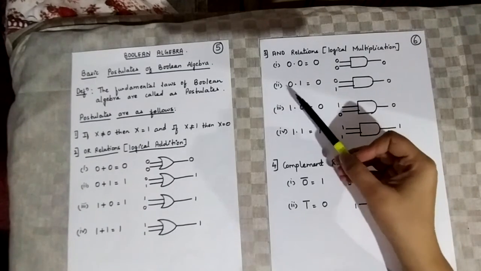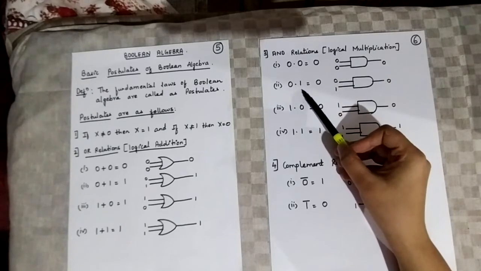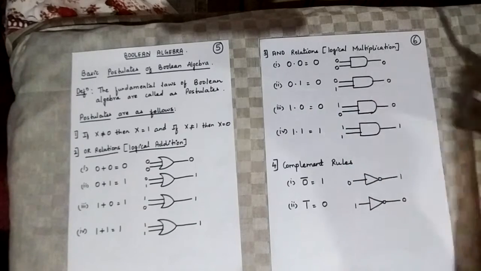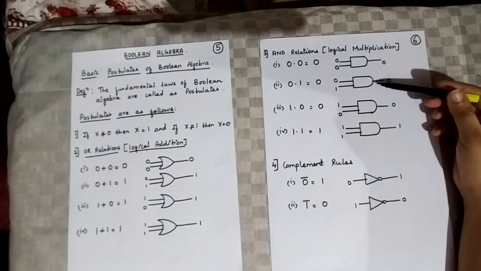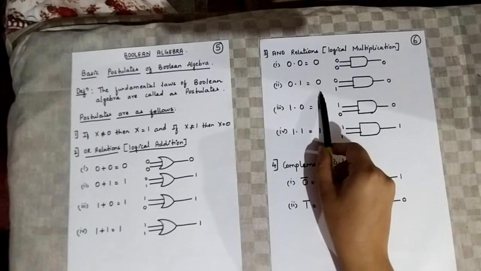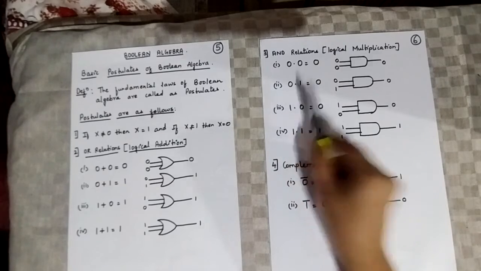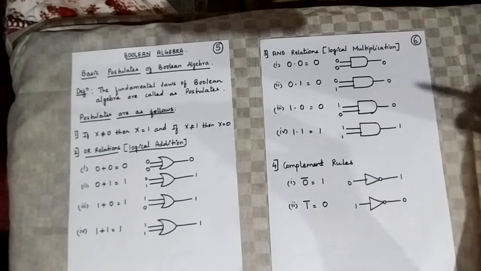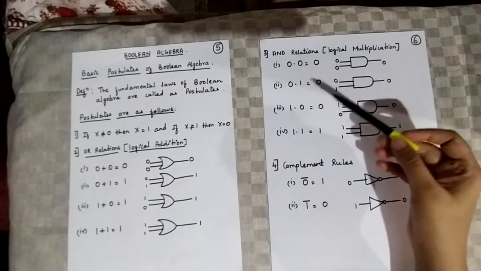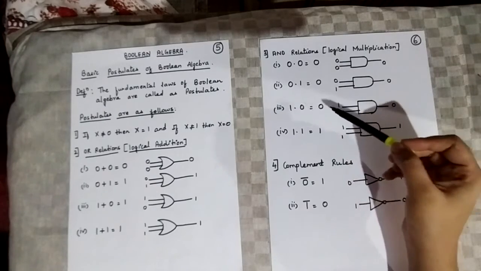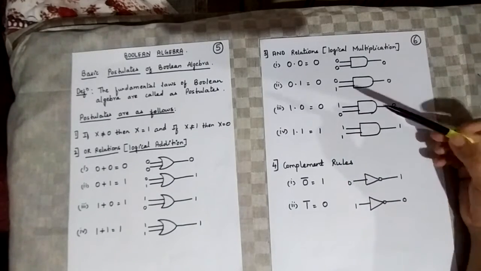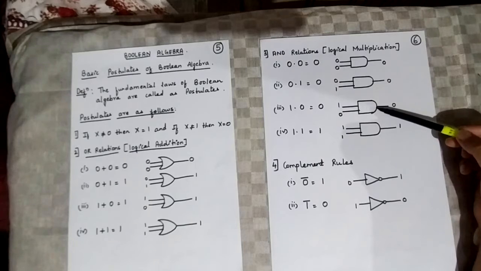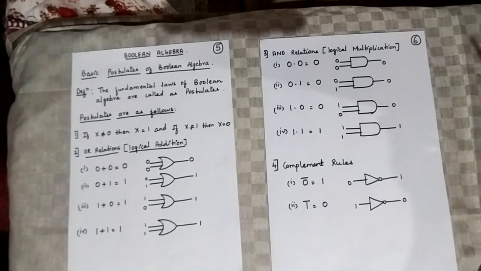Moving to the second one, it says 0 dot 1. Since it is logical multiplication, when we multiply 0 and 1, it results in 0. Taking the logic symbol here, according to this postulate, to the left hand side we have taken input 0 and 1. So we are showing 0, 1. When it goes through the AND gate, it is going to result in 0. Next, the third one says 1 dot 0 results in 0. Again, here we are taking two inputs, 1 and 0. When you are passing it through the AND gate, the result is going to be 0 here.